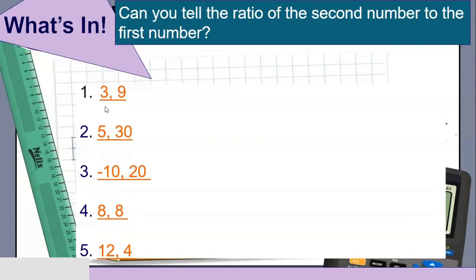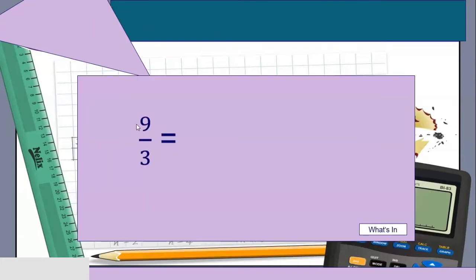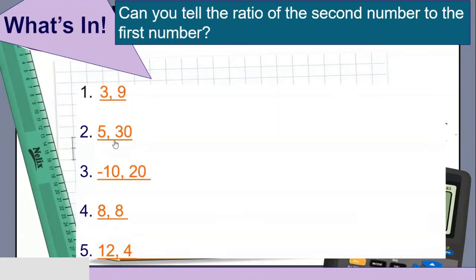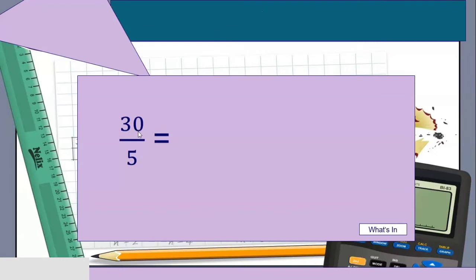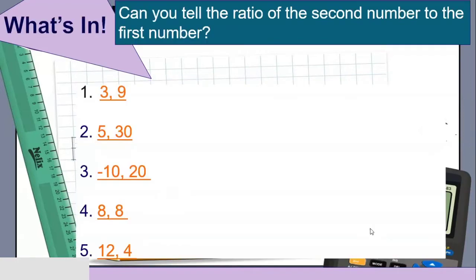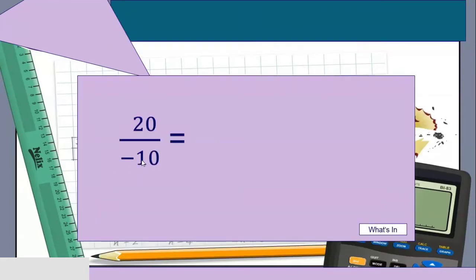The first one is 3 and 9. What we will do here is divide 9 by 3, and that is equal to 3. For number 2, 5 and 30. That is 30 divided by 5, which is equal to 6. For number 3, we have negative 10 and 20. That is 20 divided by negative 10, which is equal to negative 2.